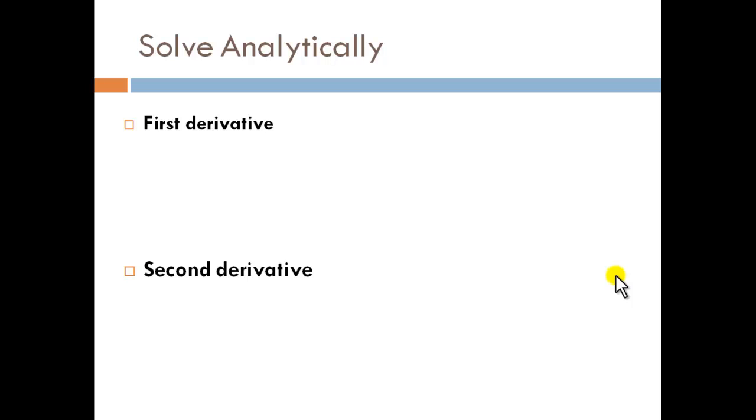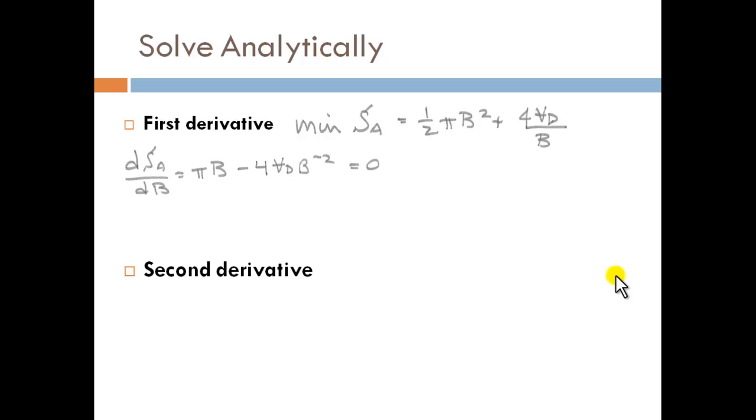What we remember from our calculus class is that if we took this objective function that we're trying to minimize and take the first-order derivative, we get pi b minus 4 times the drink volume b to the negative 2. If we set that to 0, we know that we get a stationary point. And once we solve for the can diameter, we get this equation: the quantity of 4 times the drink volume divided by pi, all of that raised to the 1/3 power.